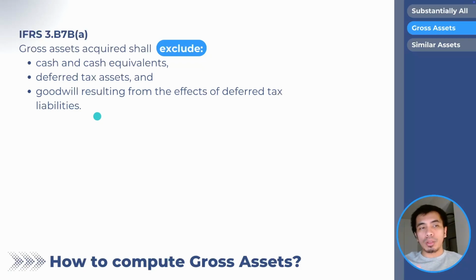The first two are very easy. The last one, we have to explain further. Basically, the gross assets acquired include goodwill, which we will discuss in the next bullet point. However, that goodwill computation is not the same as the regular goodwill computation, because you have to remove the effects of the deferred tax liabilities in the computation of the goodwill.